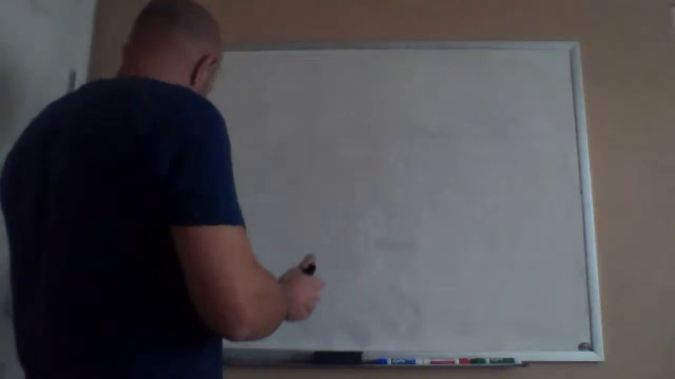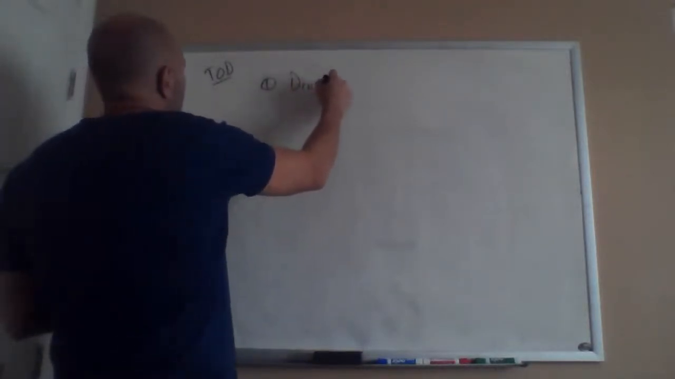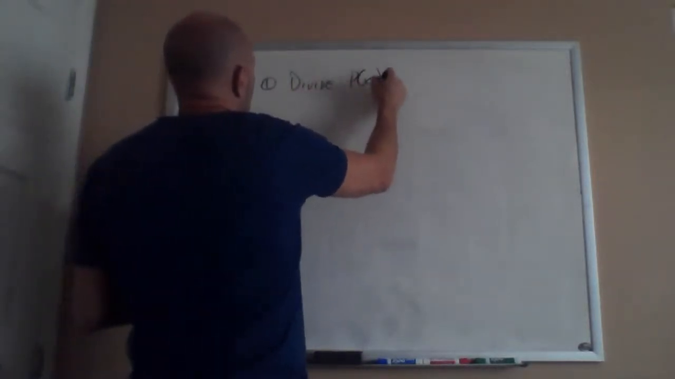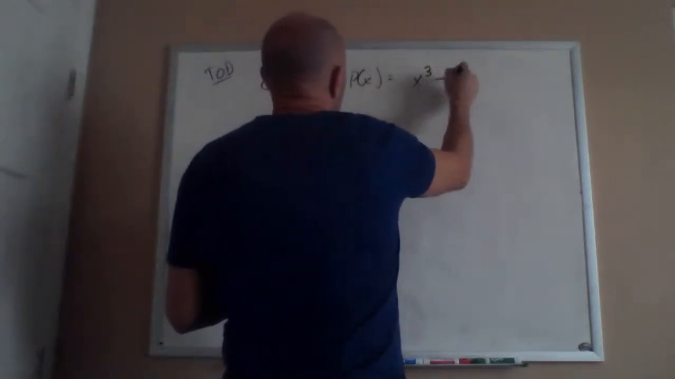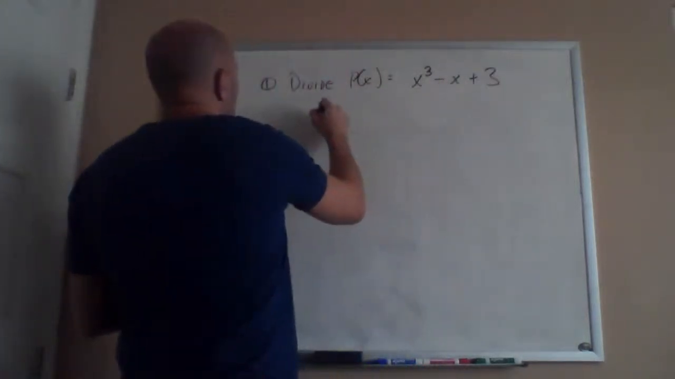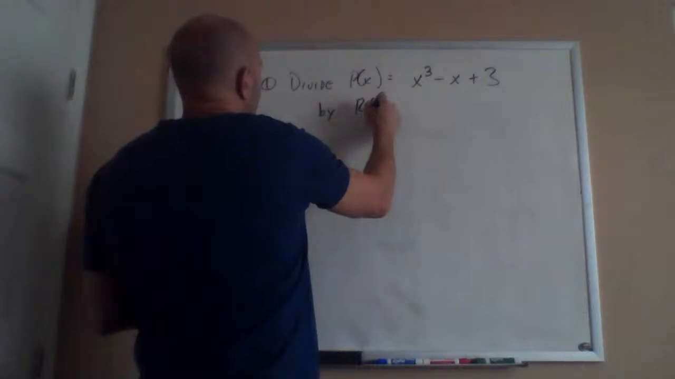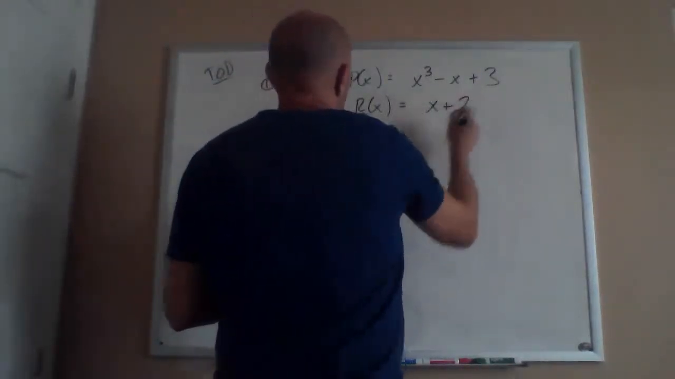So for today, divide. First one, divide P of X, which is equal to x cubed minus x plus 3, by R of X, which is equal to x plus 2.